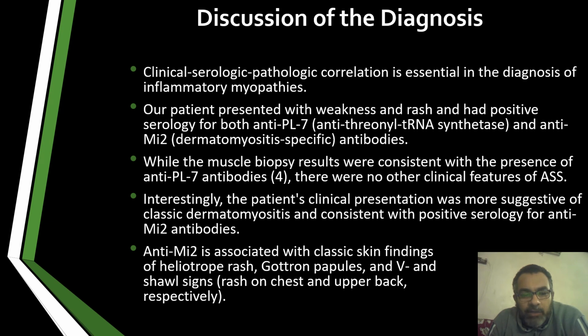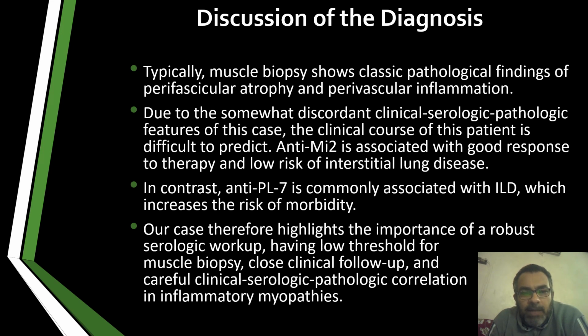Anti-Mi2 is associated with classic skin findings of heliotrope rash, Gottron papules, and V and shawl signs, rash on chest and upper back respectively. Typically, muscle biopsy shows classic pathological findings of perifascicular atrophy and perivascular inflammation. Due to the somewhat discordant clinical, serological, pathological features of this case, the clinical course of this patient is difficult to predict. Anti-Mi2 is associated with good response to therapy and low risk of interstitial lung disease.